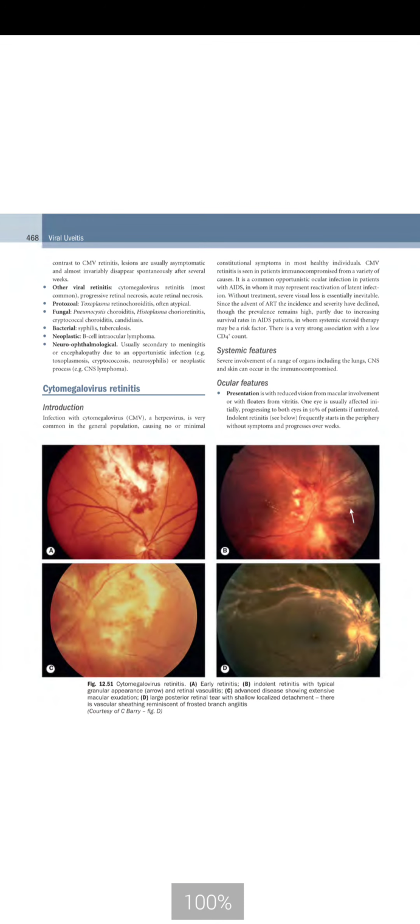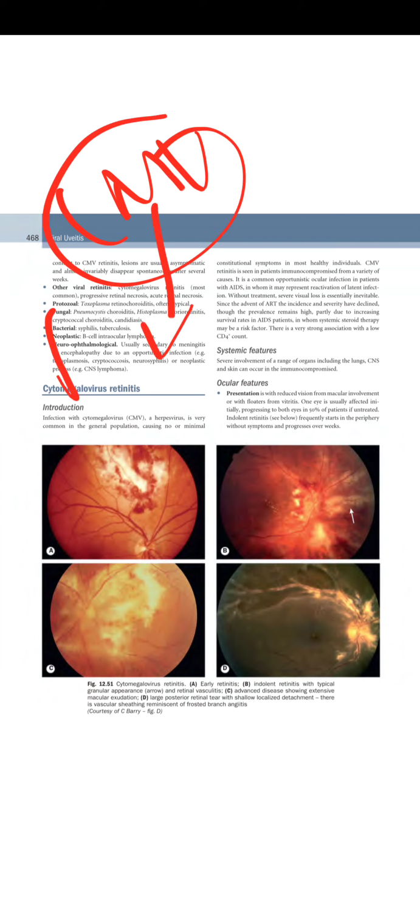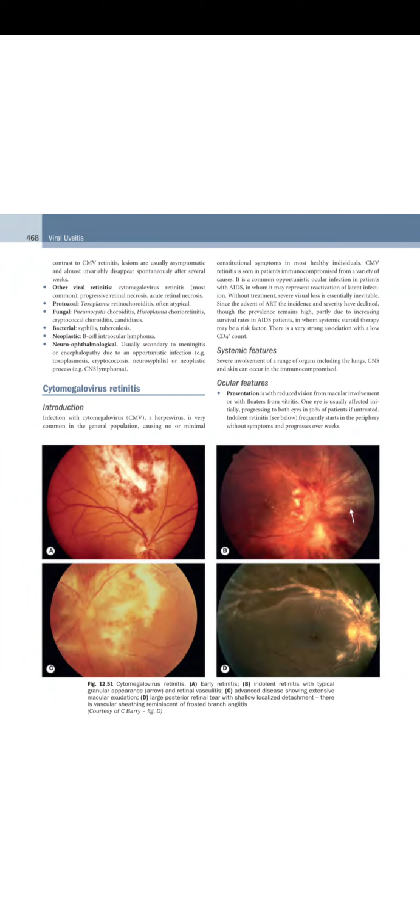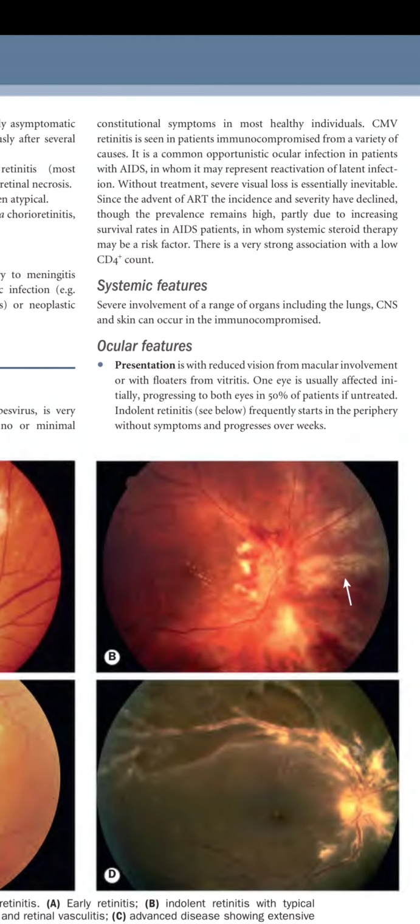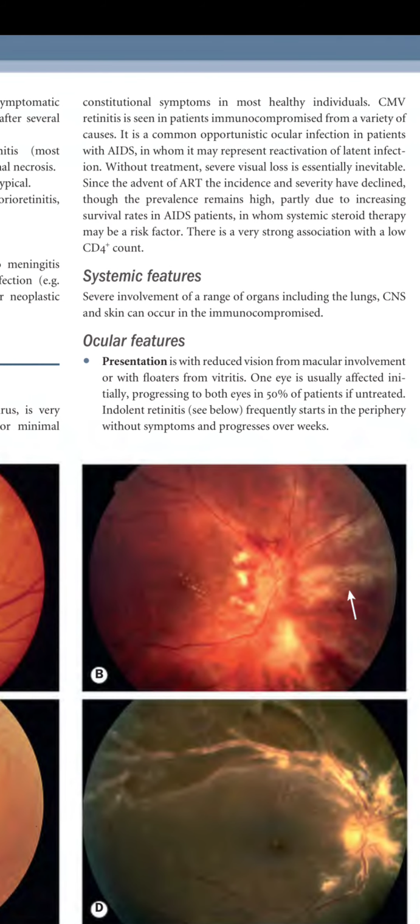Next is CMV retinitis. So CMV is basically a virus itself, and it most commonly occurs in a patient who already has AIDS or HIV. In introduction, infection with the CMV, cytomegalovirus, a herpes virus, is very common in the general population, causing no or minimal constitutional symptoms in most healthy individuals. CMV retinitis is seen in a patient with immunocompromise from a variety of causes. It is a common opportunistic ocular infection in a patient with AIDS, where it may represent a reactivation of a latent infection. So very common in a case of immunocompromised AIDS.